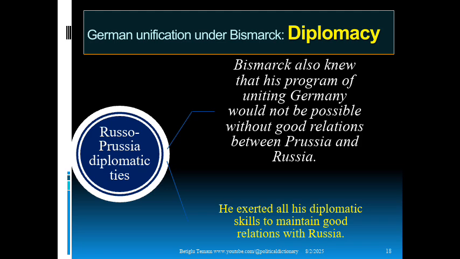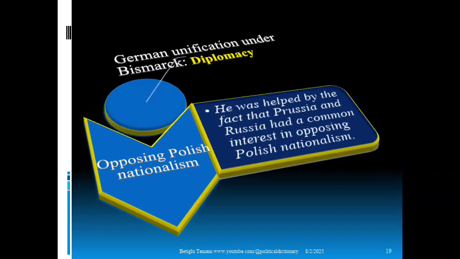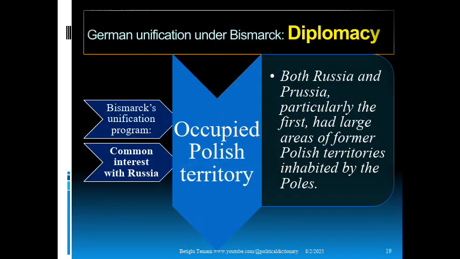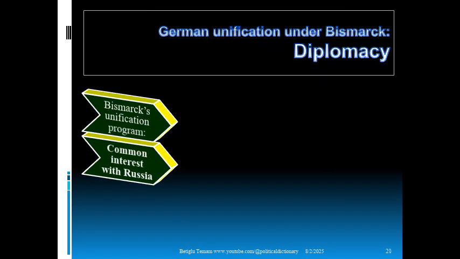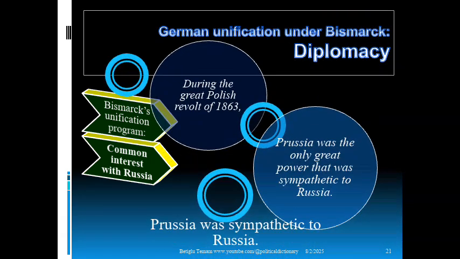Bismarck also knew that his program of uniting Germany would not be possible without good relations between Prussia and Russia. Therefore, he exerted all his diplomatic skills to maintain good relations with Russia. He was helped by the fact that Prussia and Russia had a common interest in opposing Polish nationalism. Both Russia and Prussia, particularly the first, had large areas of former Polish territories inhabited by the Poles. Therefore, during the Great Polish Revolt of 1863, Prussia was the only great power that was sympathetic to Russia.